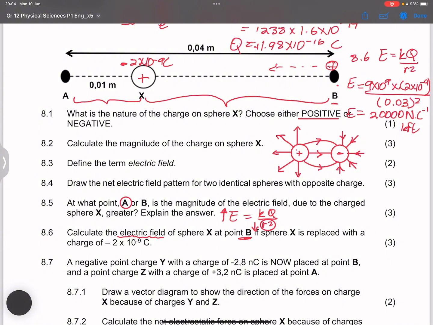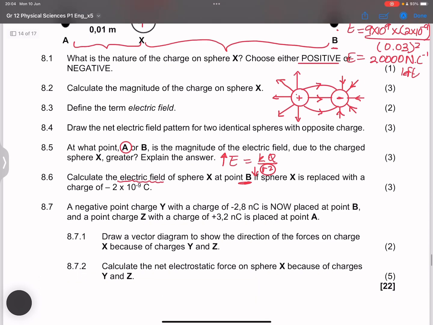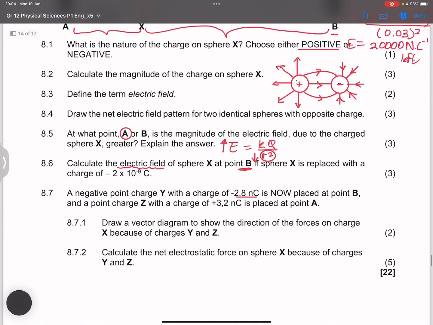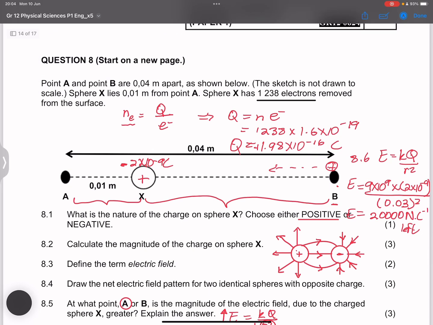That's how we would get the electric field at point B. Now the next question: a negative point charge Y with a charge of -2.8 nanocoulombs is now placed at point B. I'm just going to remove some of that there.